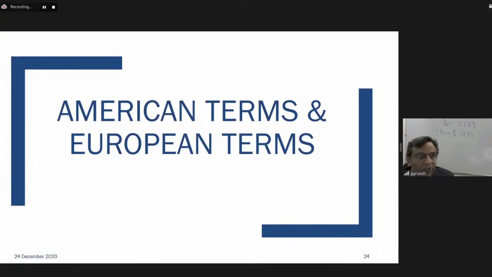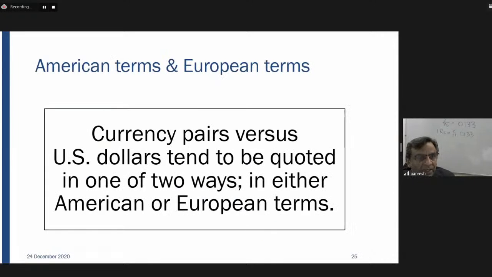Now, the quotes can be expressed in terms of American terms or European terms. Okay. So currency pairs versus US dollar tend to be quoted in one of two ways, either American or European terms. So here basically we are saying that with reference to dollar, dollar has to be one currency. So currency pairs versus US dollars can be quoted in one of two ways. Either it can be American term or European term. Okay, so let's understand what they are.